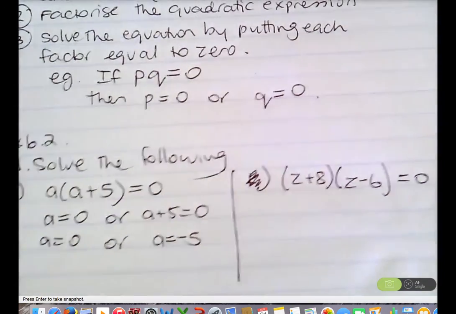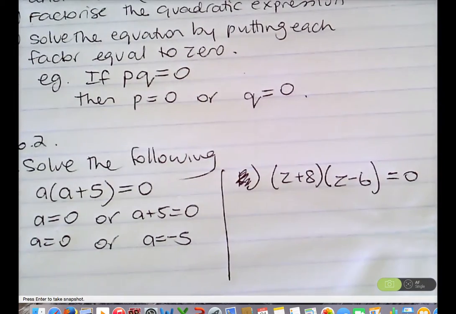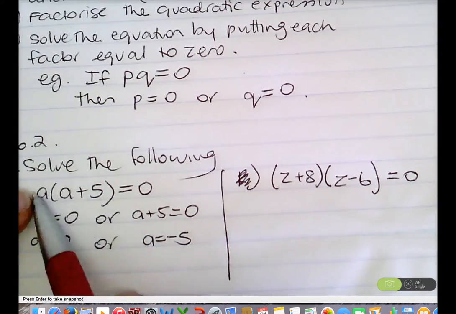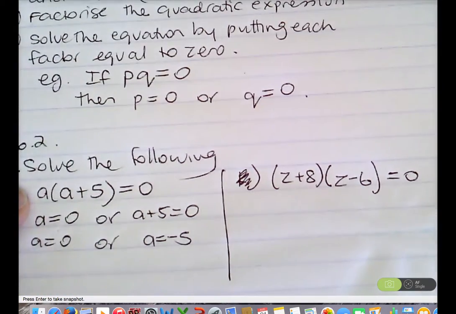So you're allowed to have 2 answers? Yes, you have to have 2 answers. Girls, now, can we stop for a sec? Very good question. Quadratic equations, because their highest power is squared, if I expand this, Victoria, what do I get? A squared plus 5a. See how the highest power is squared? You have to have 2 answers when the highest power is squared. If the highest power is cubed, you have to have 3 answers. If the highest power is to the power of 4, you have to have 4 answers.